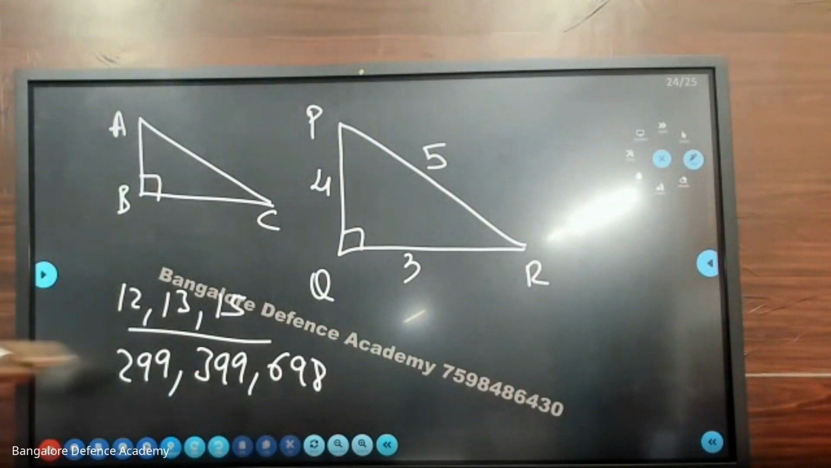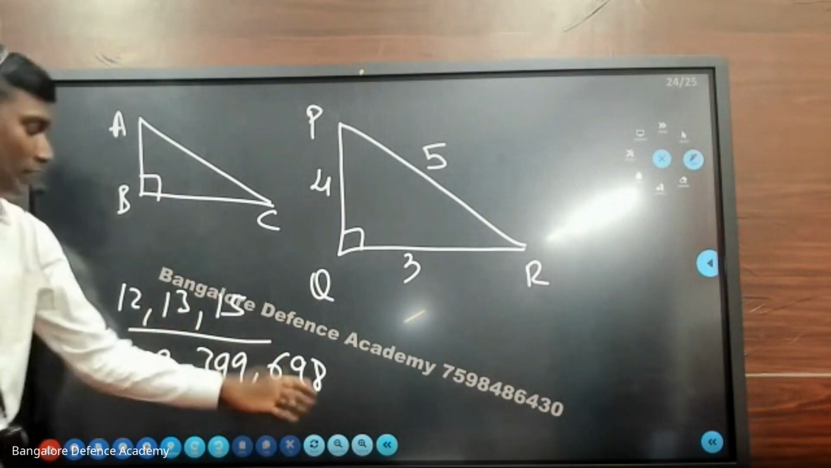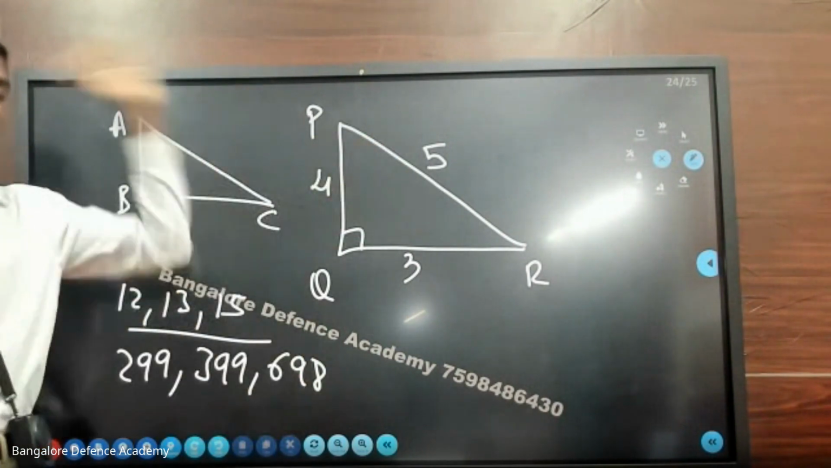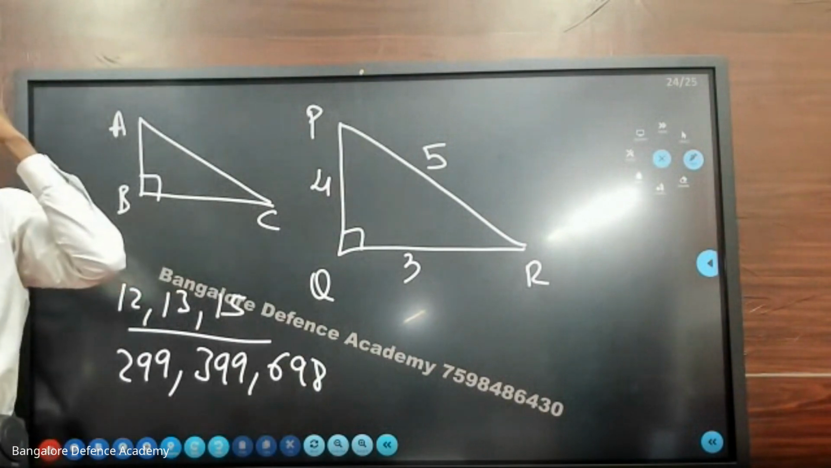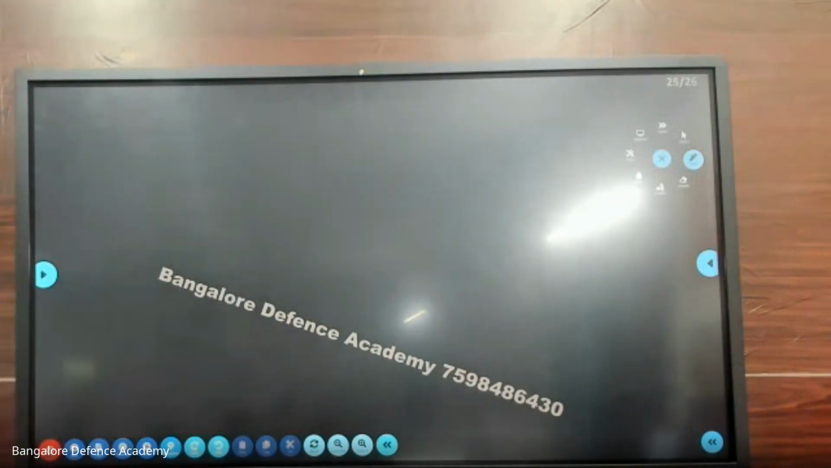Without doubt, what will you do in the exam? The largest side is what? 698. What is this? Hypotenuse. Directly solve for trigonometry. समझ में आ रहा है? Fine.